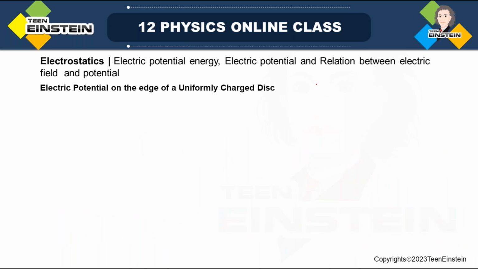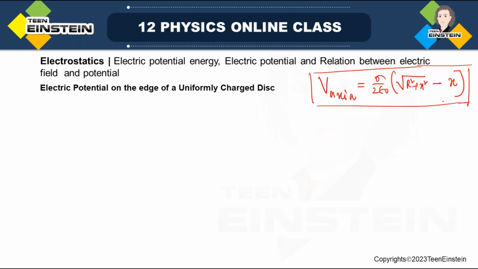So far we had already learned potential due to disk at a point on the axis as sigma by 2 epsilon 0 whole into square root of r square plus x square minus x. Okay, so this is the value. Now what we'll do, we'll actually calculate electric potential at any point on the edge of the disk. You might be thinking, what is this?